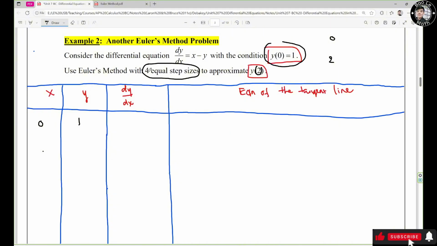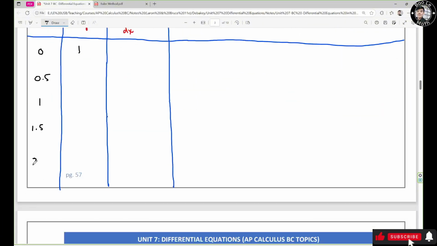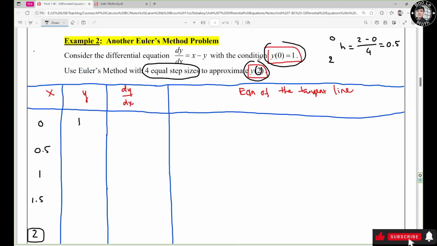Now you're given 4 equal step sizes. Then x starts from 0 and ends at 2. So the difference between 0 and 2 is 2, and then you divide by 4. So you have 2 minus 0 divided by 4, so each step size is going to be 0.5. So you're going to add 0.5 each time. The second one should be 0.5, the next one should be 1, the next one should be 1.5, and the last one should be 2 right here. This is what we need to find. Alright, dy over dx equals x minus y. x minus y is going to be negative 1.